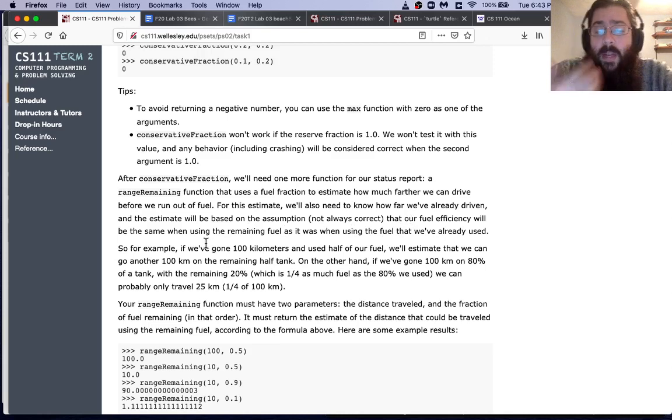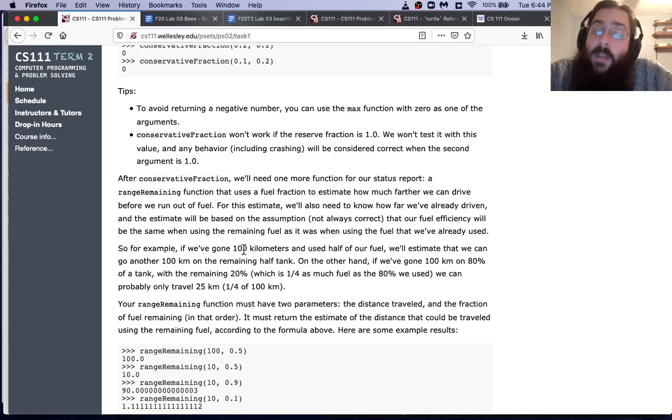So given a distance value, the second parameter of range remaining is going to be a fuel fraction. So how much of a tank do we have left, right? And we've been writing a couple functions that deal with these fuel fractions. The range remaining function's job is to report how far can we go with the rest of the tank. So simple example, if we've gone 100 kilometers and we've used half our fuel, so the arguments are 100 and 0.5, well then our estimate is we can go another 100 kilometers with the other half of the fuel, right? And so in that case, our estimate would be 100 kilometers.